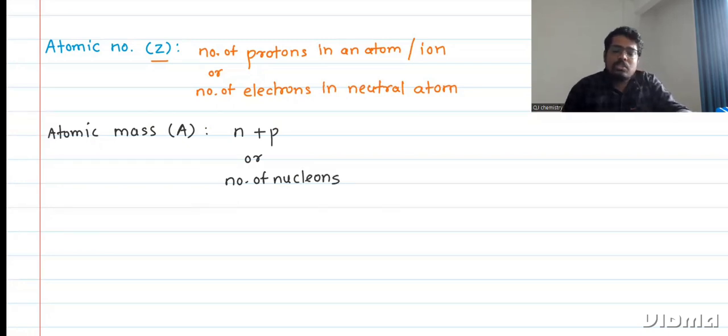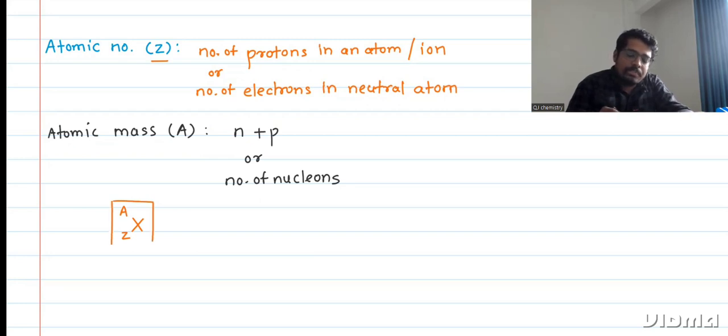Now, the representation of an atom. Let us consider X as the symbol of the atom. Z is the atomic number and A is the atomic mass number. So this is the representation of an atom, where X is the symbol of an element. Now, the first terminology is isotopes.